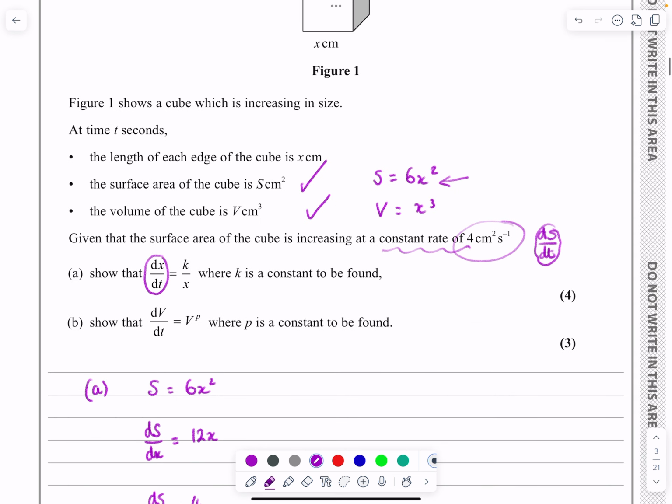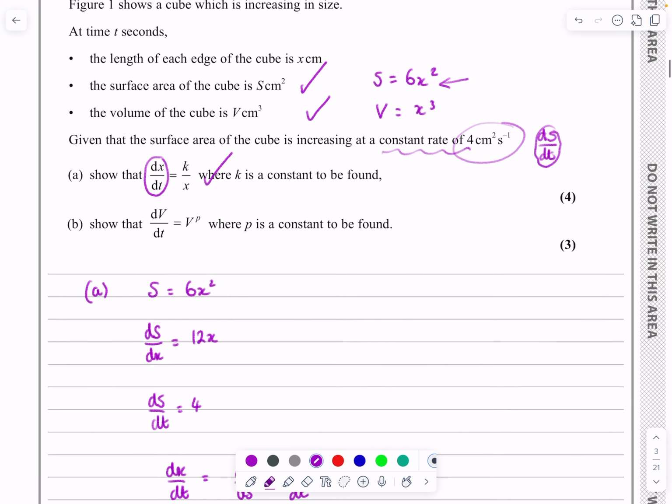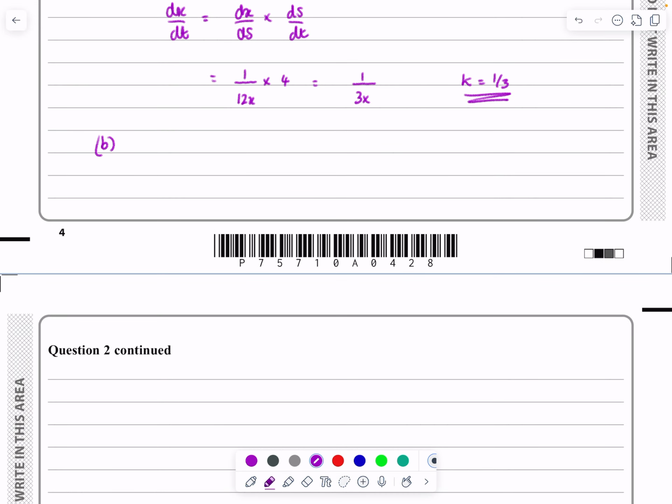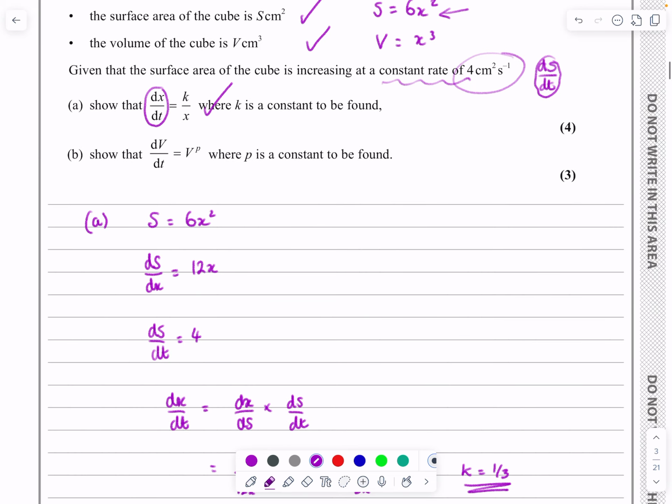And if I go back up to my question, it says, in that format there, what's k? So k is equal to 1/3 in part A. And then for part B, it says, right, once we've got that, can we now find dv by dt? Well, yeah. I'm going to use exactly the same idea, but starting off with my volume formula this time. So dv by dx is equal to 3x squared. And now I want dv by dt.